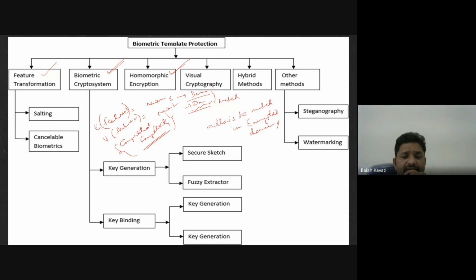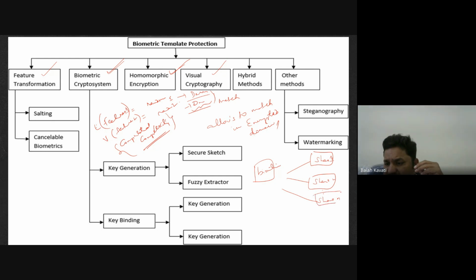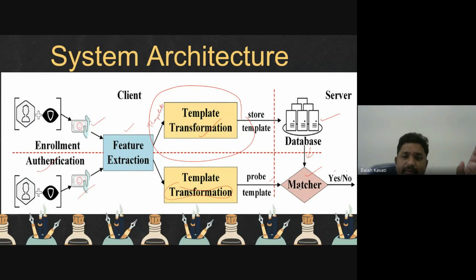Then the next one is visual cryptography. So what will visual cryptography do? Suppose let's say this is a biometric image captured. It will create some shares over this: share 1, share 2, and like that, share n. And these n shares will be stored in different servers. Earlier, all the features of the user would be stored in a single database. So if the database is compromised, everything will be lost, right?